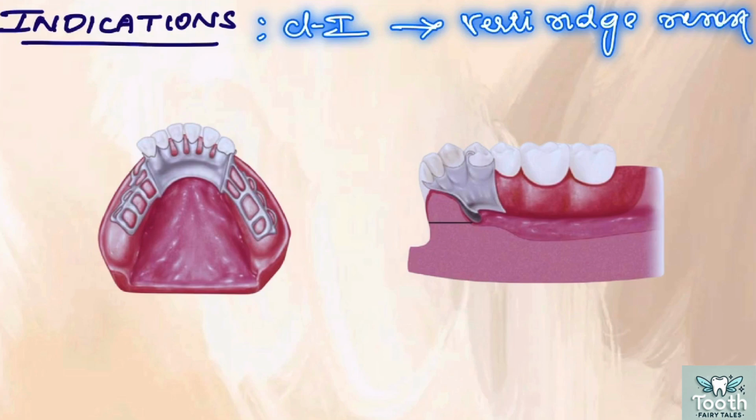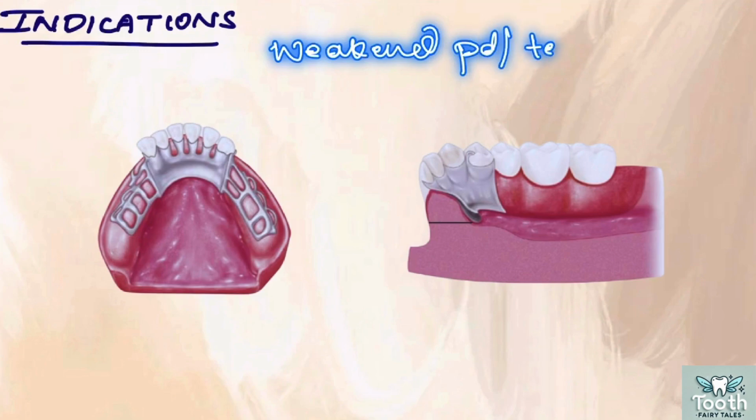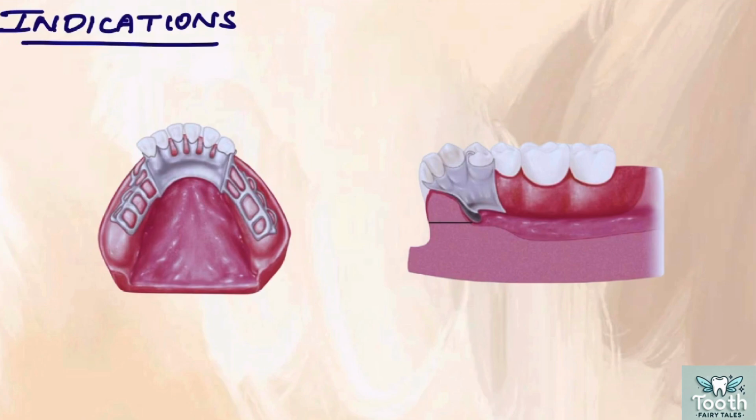It is also indicated in weakened periodontal teeth. It is used like a splint to the weakened periodontal teeth. And it is also used in cases where there is inoperable mandibular tori.